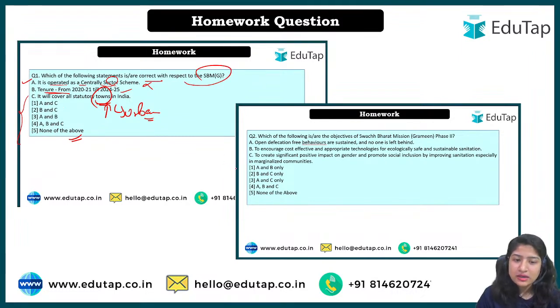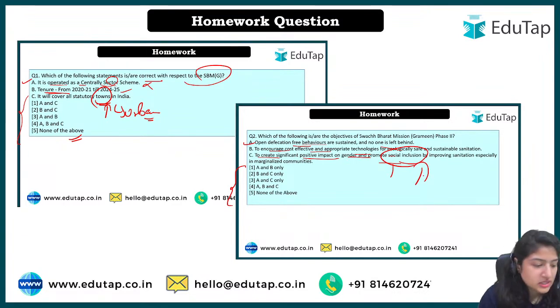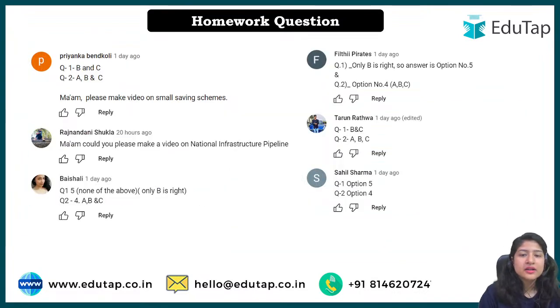Now the second was almost everybody have done that, right? So this talks again about the objective. So open defecation free behavior, this is the main aim that we have studied, right? And no one is left behind, to encourage cost effective and appropriate technology, that we have also understood, and also to create significant positive impact on gender and promote social inclusion also, that we have already studied under the objectives, right? So, and these are the people who have given the answers. I can't say everybody is a topper except for some, because not all have given the right answer.